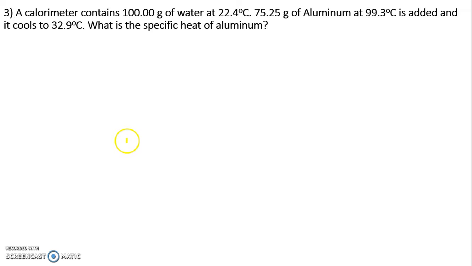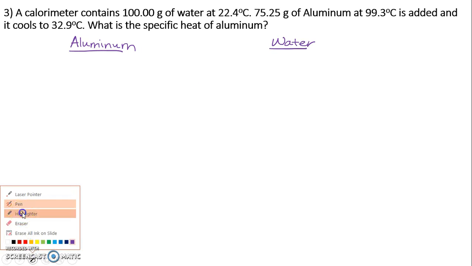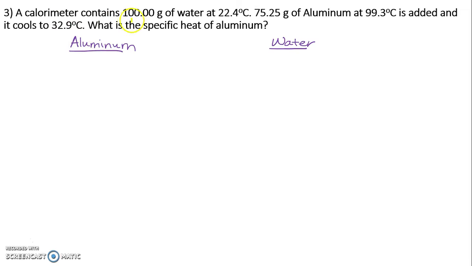What is the specific heat of aluminum? So I have a lot of information in here. One thing you can do is use a highlighter. I've got two different substances, and I want to keep those separate. So I've got aluminum, and I've also got water. I'm going to highlight everything for aluminum in yellow.